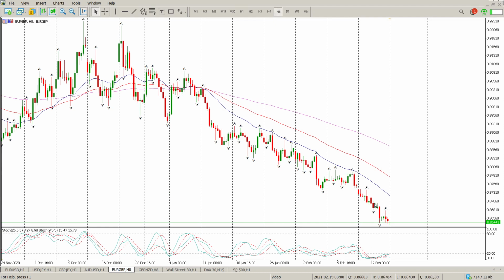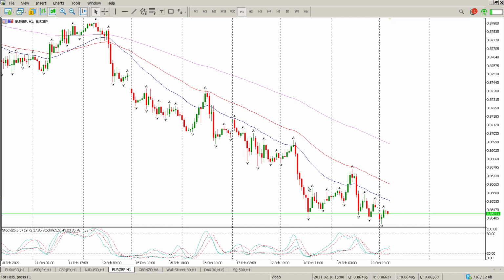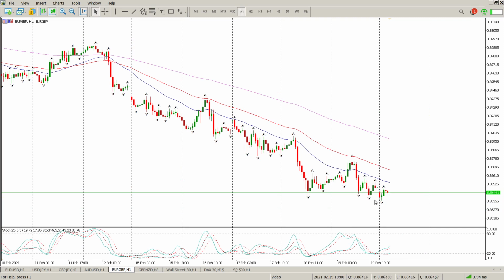Okay, next pair is Euro British Pound. Trend is still down, although we are ranging at the bottom here. So a little bit reluctant to jump in on this at the moment. But trend is down, you should be looking for opportunities to sell into this. So I would basically wait for the oscillators to start moving to the upside, indicating overbought territory, and then start looking for a level.